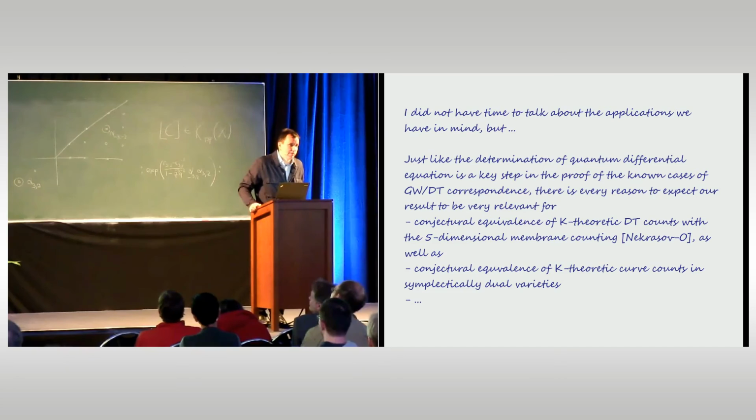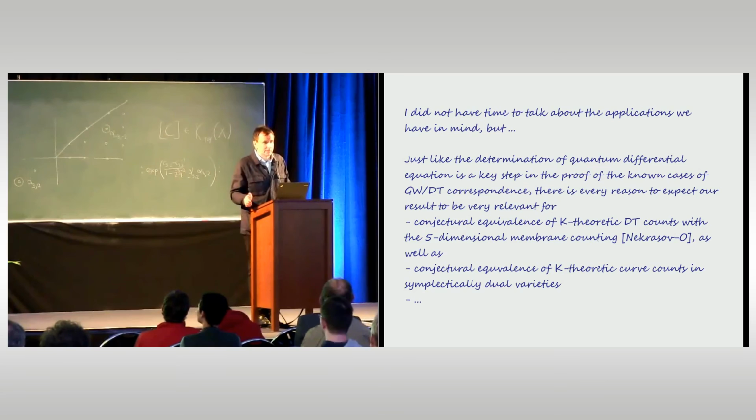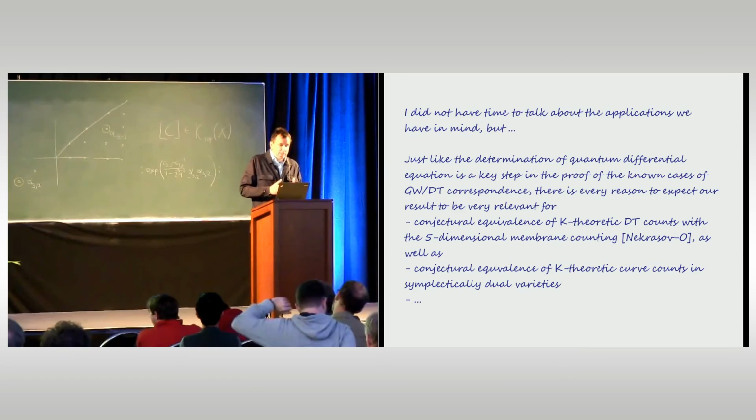One of the most challenging things in Donaldson-Thomas theory, in my opinion, is to compare the computations you do in DT theory with a certain five-dimensional computation one can do. These are challenging conjectures. To actually identify two things, you need a similar computation on this five-dimensional side, which is currently unavailable. But what is currently available are various predictions about the equality of curve counts in what's known as symplectic dual varieties. And this is something which is accessible through this means.